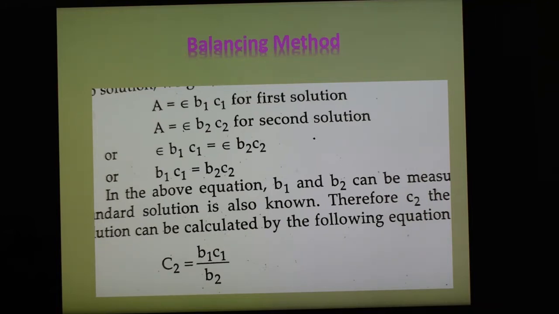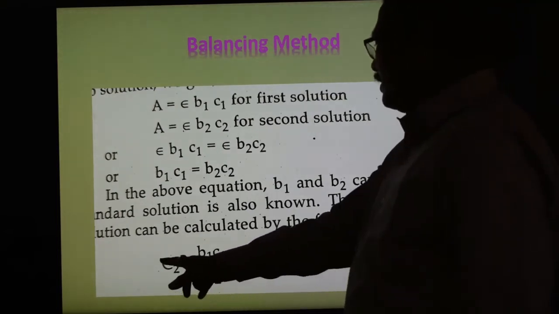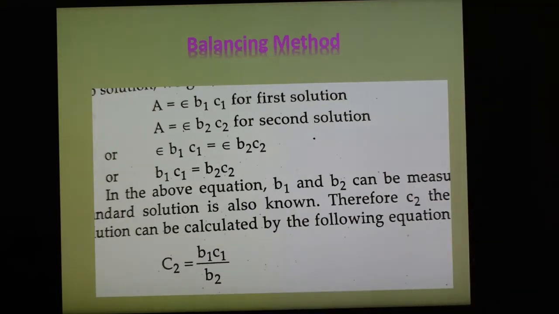Therefore C2, the concentration of the unknown solution, can be calculated by using the formula given here. So by knowing the values of B1, B2, C1 and C2, the unknown solution concentration can be determined by using this balancing method. So these are the three visual methods for the comparison of the color intensity.